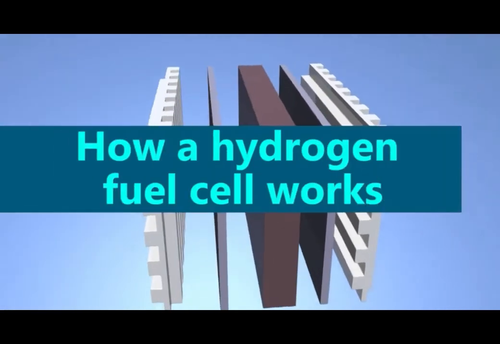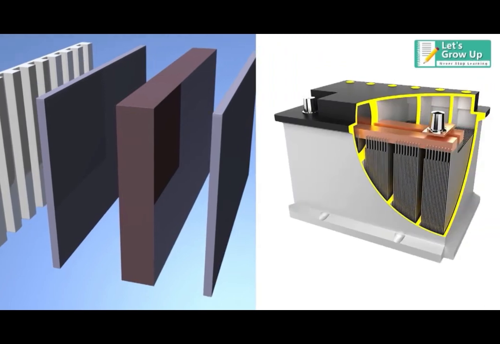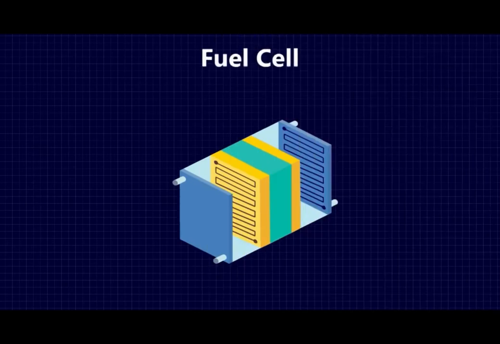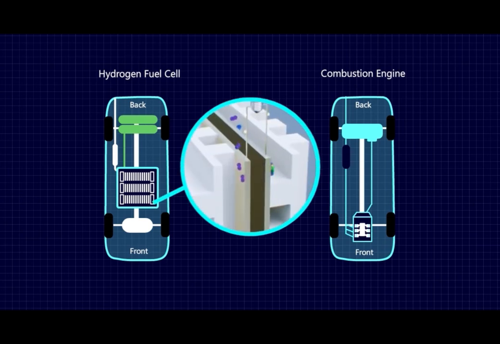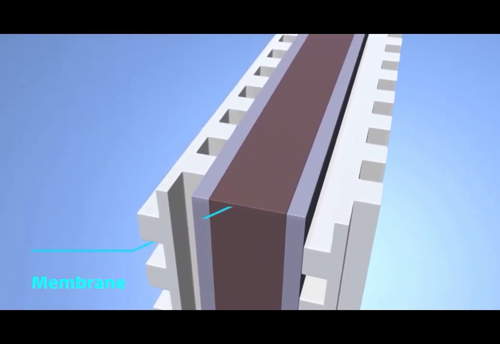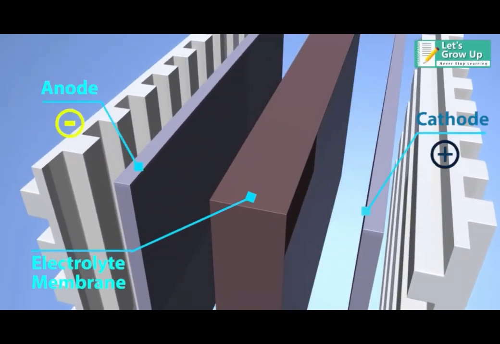Let's learn how a hydrogen fuel cell works. Do you know how a battery works? Yes, the fuel cells work like batteries, but they do not run down or need recharging. They can produce electricity constantly. Fuel cells can operate at higher efficiencies than a combustion engines and can convert the chemical energy in the fuel to electrical energy. A fuel cell is composed of two plates separated by an electrolyte membrane. One plate is called anode and the other is cathode.